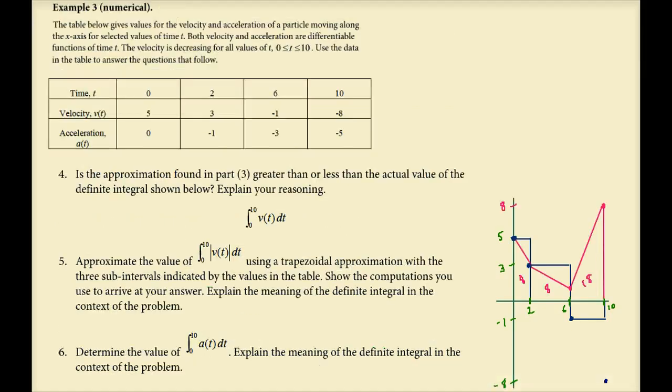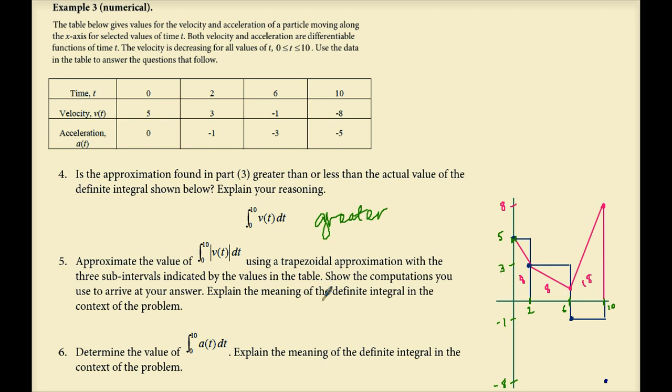Is the approximation found in part 3 greater than or less than the actual value of the definite integral shown below? Explain your reasoning. The approximation we found is going to be greater than the actual value of this definite integral because the velocity function is decreasing and we used a left endpoint Riemann sum. The rectangles that we constructed were over approximations of the area under the curve.